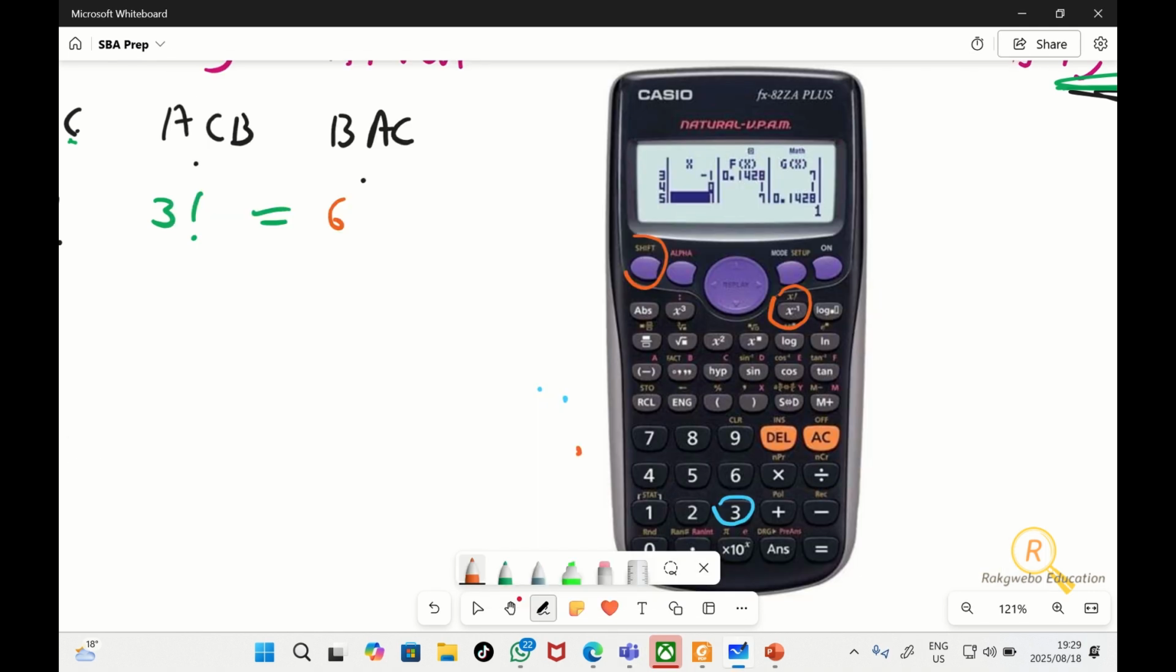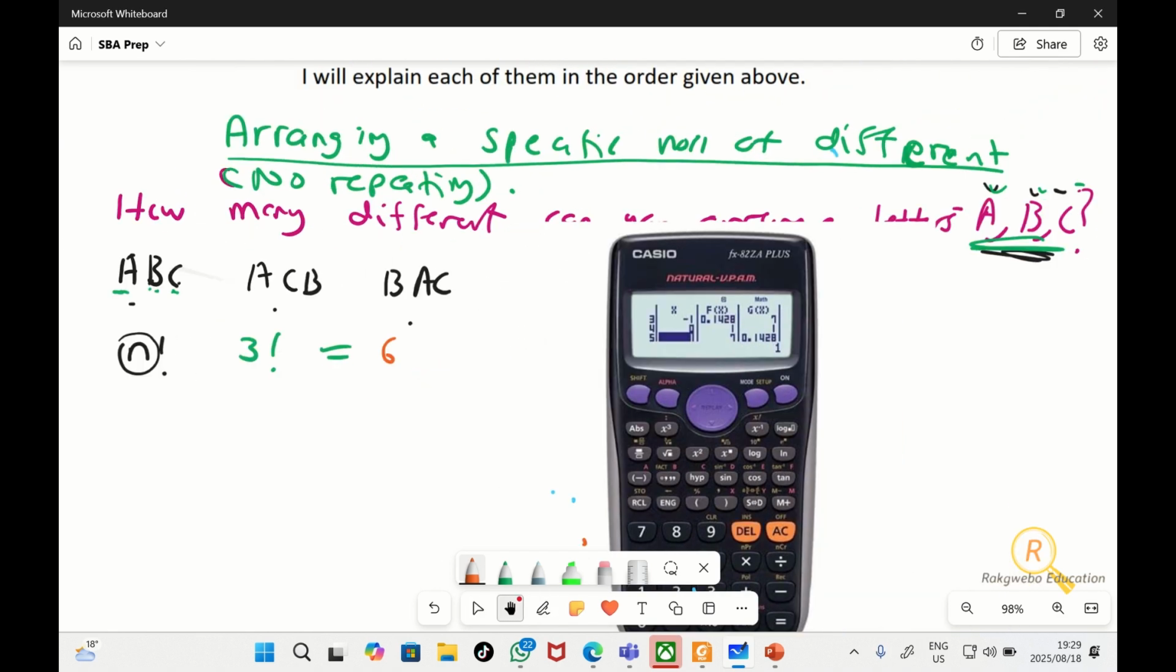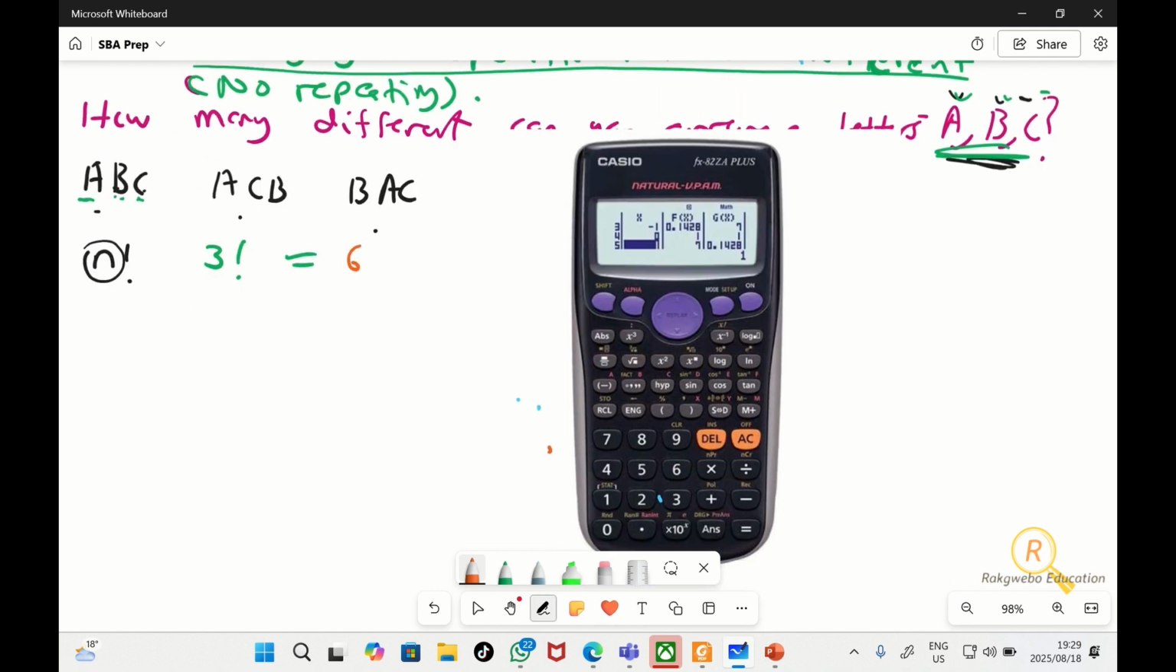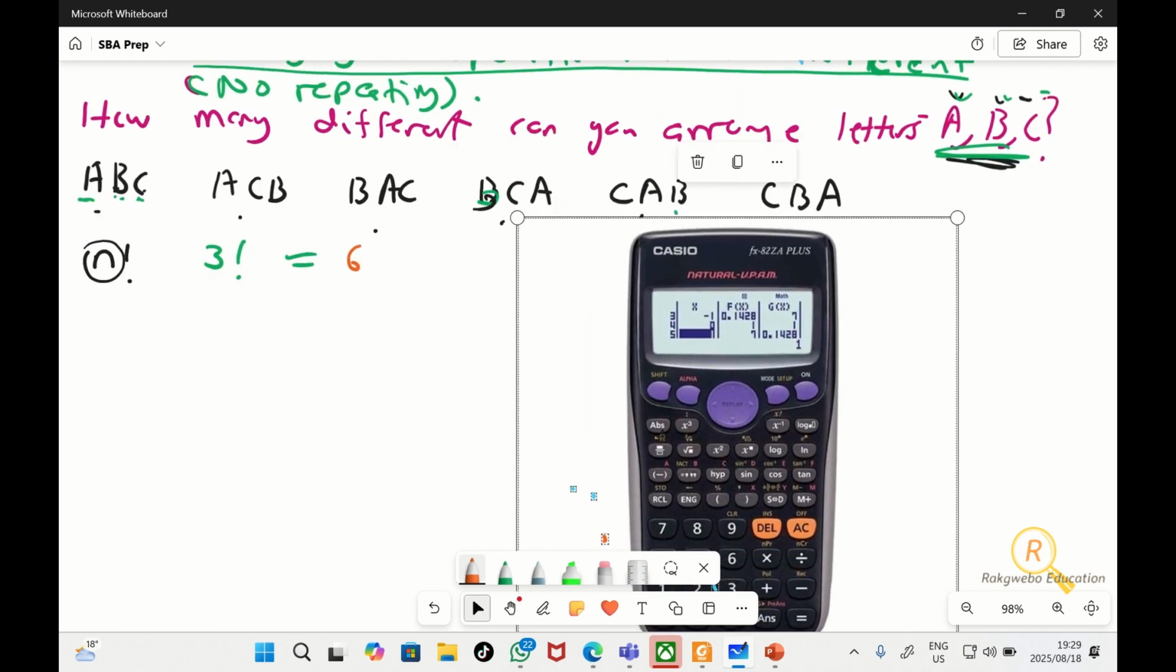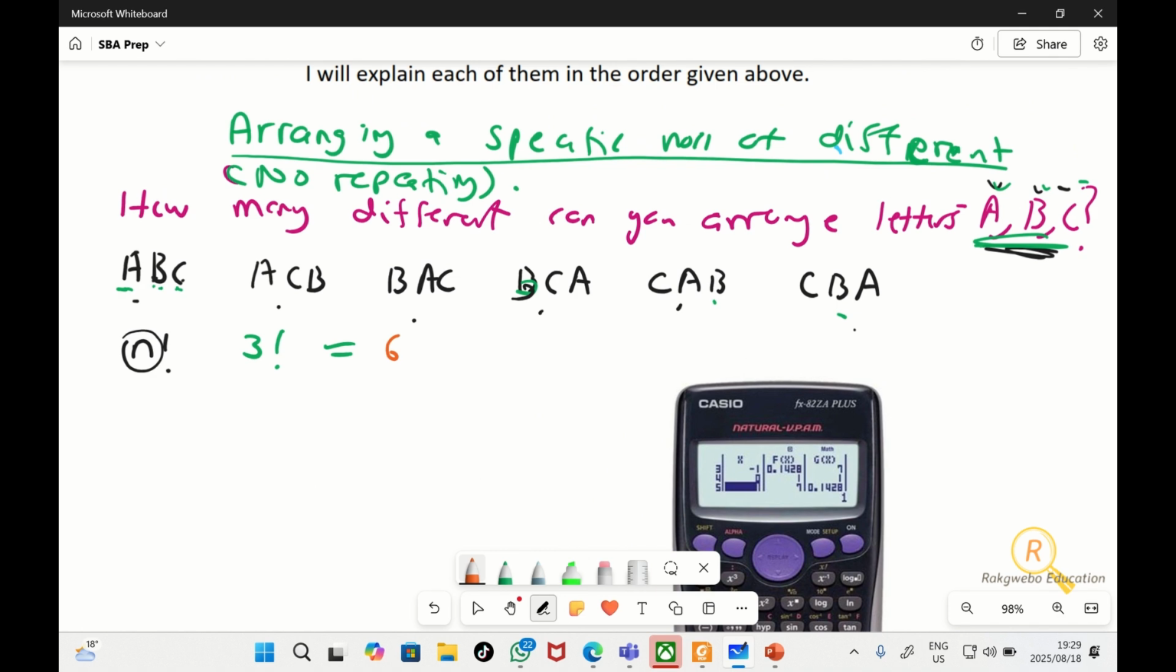Sharp. So this is the shortcut method to such a question. What type of question is this? It is a type of arrangement question where they give you letters or items, and a specific number. In this case, they give us 3. And they ask you how many different ways can you arrange those letters or those items without repeating any of them.